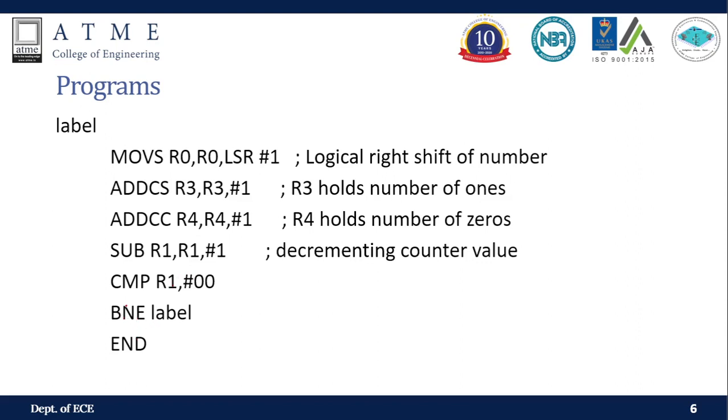If not, we are saying branch if not equal. BNE is for branch if not equal. If it is not equal to 0, then this has to be looped back to label, and label will again take it through the same program. So this cycle will keep repeating until R1's value becomes 0. That is nothing but 32 times this entire cycle will happen. And during that entire 32 times, R3 and R4 will keep checking the value of carry after each logical shift.